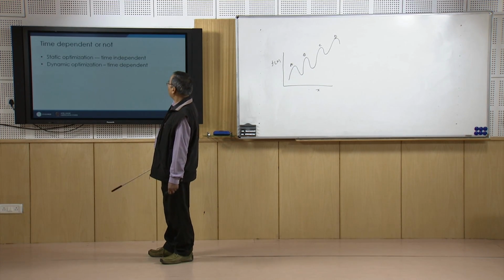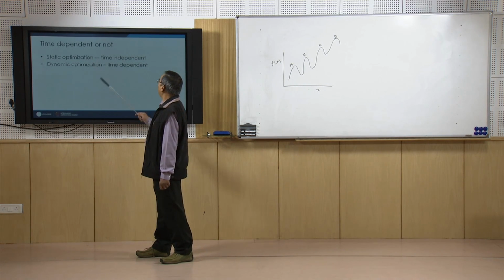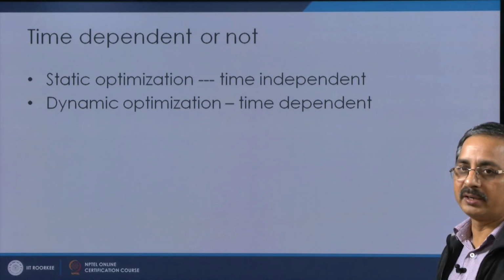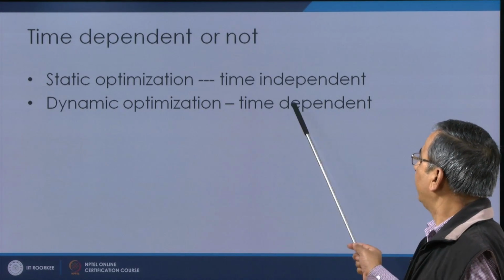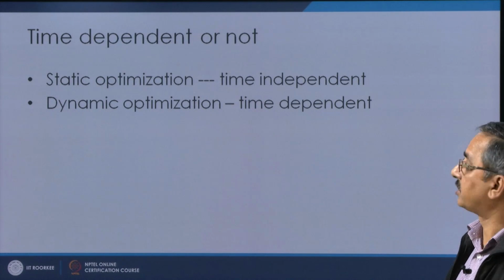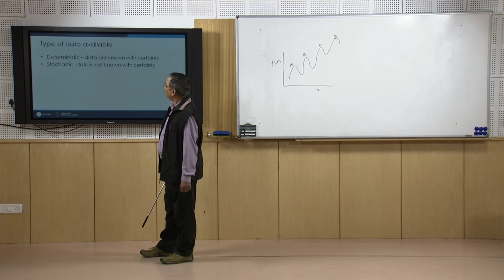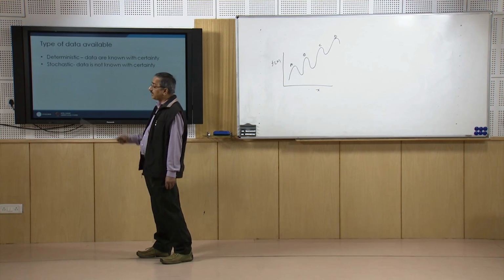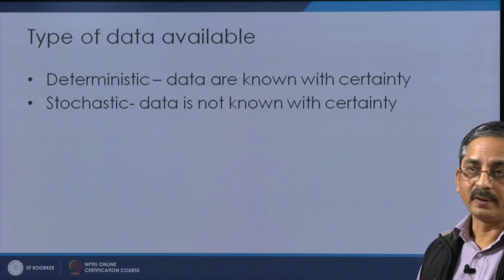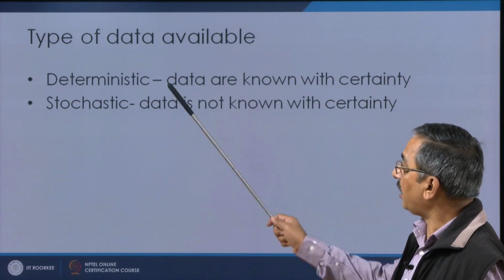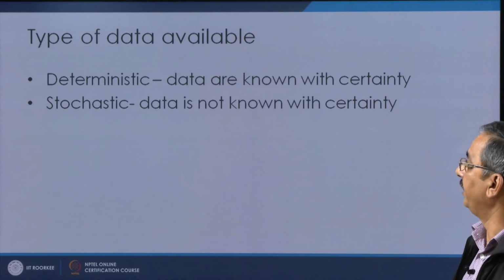Then another classification could be time dependent or not. In a static optimization problem, dependence on time is not there, and in case of a dynamic optimization problem, dependence on time exists. Then, what type of data are available? It could be a deterministic optimization problem where the data are known with certainty, and it could be a stochastic optimization problem where data is not known with certainty.